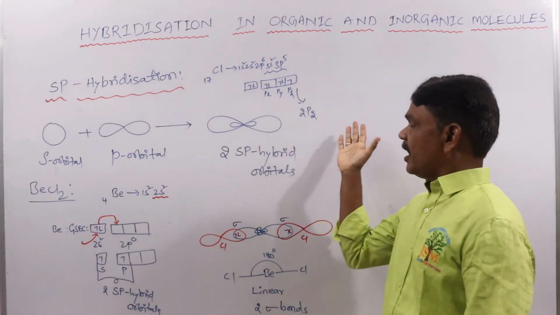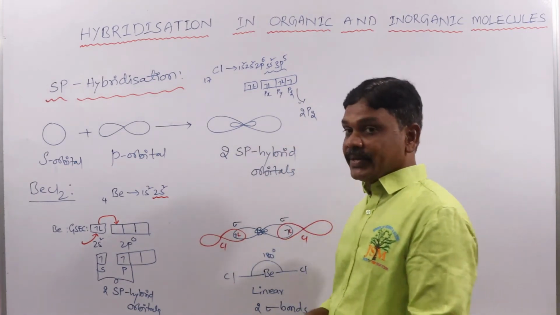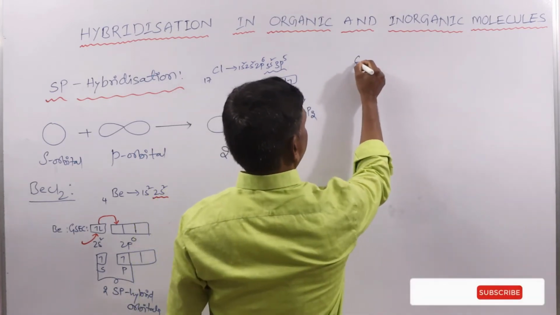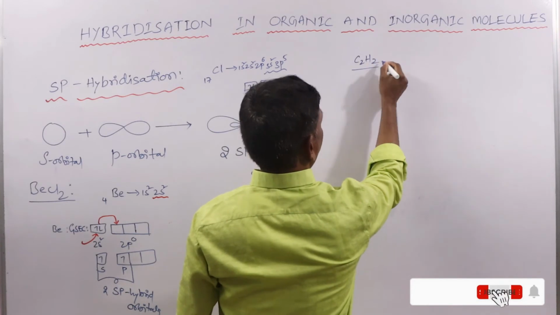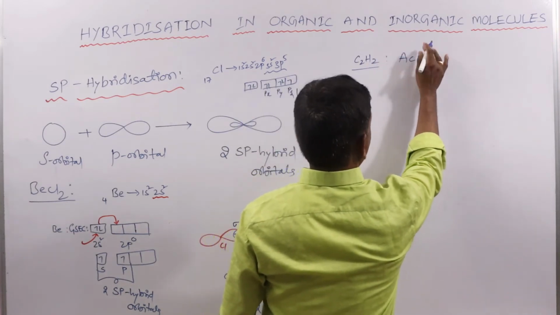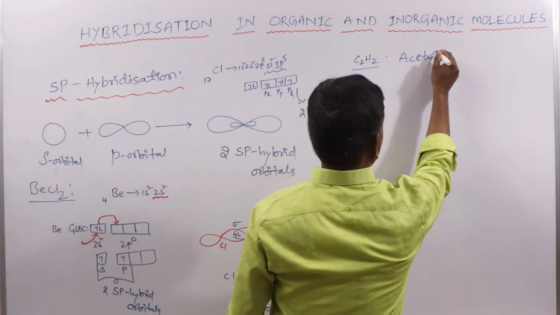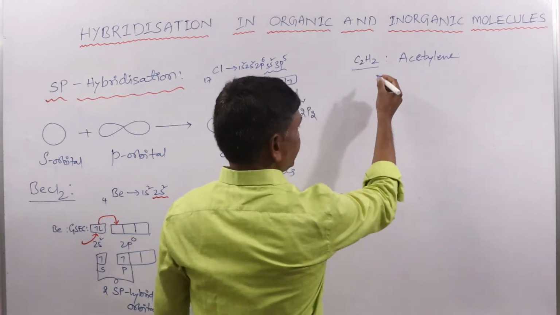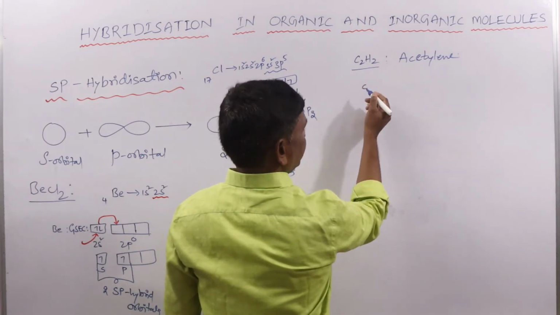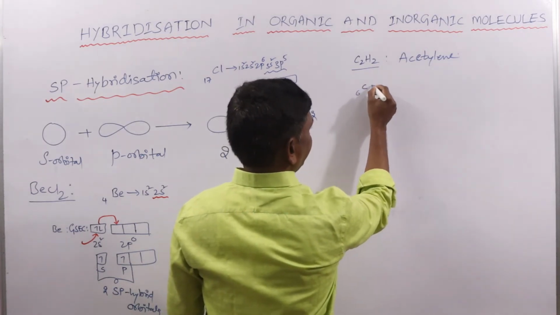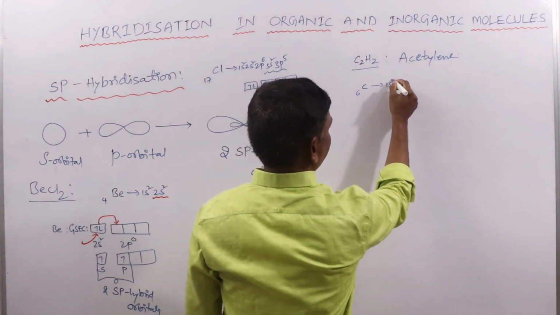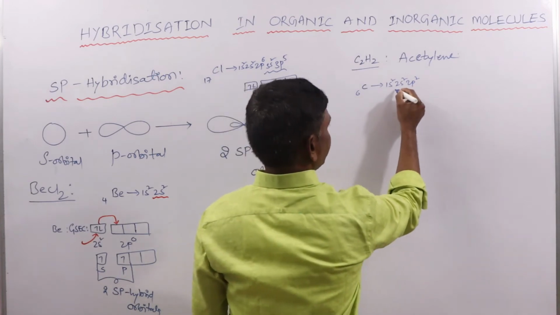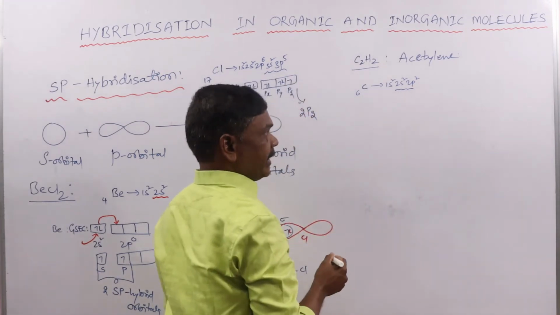Now let us see an organic molecule, that is acetylene, C2H2. In acetylene, the central element is carbon. Its atomic number is 6 and its electronic configuration is 1s2, 2s2, 2p2. This is the outermost electronic configuration.